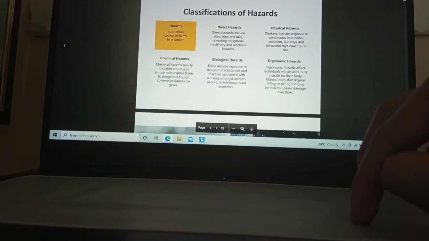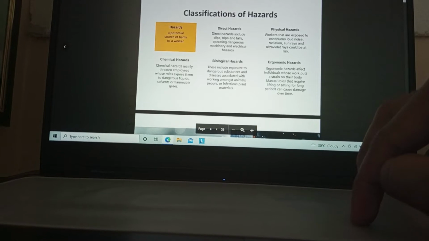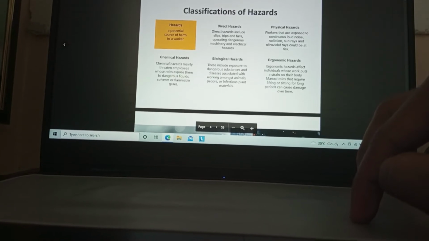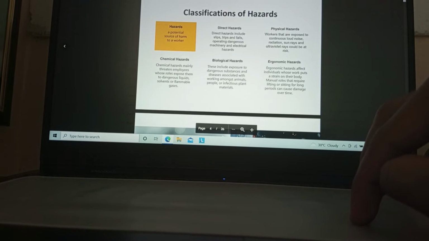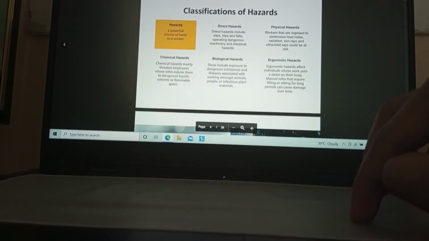Classification of hazard as potential source of harm to a worker: direct hazard, physical hazard, chemical hazard, biological hazard, and ergonomic hazard.